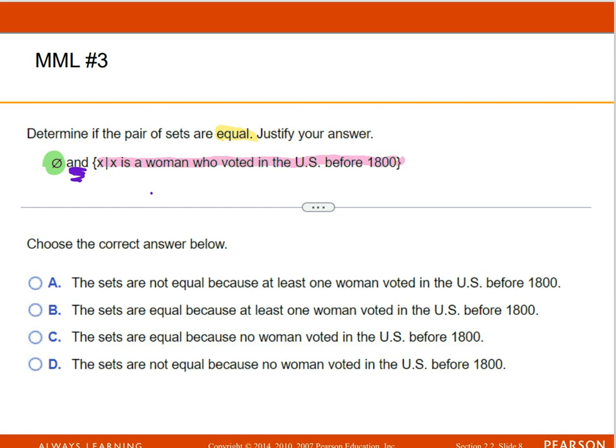And let's see, when I look down at my choices here, this one says are not equal, so it can't be that one. And this one says are not equal, so it can't be that one. So the sets are equal because at least one woman voted in the U.S. before 1800. The sets are equal because no women voted in the U.S. No, we want an empty set, so that would be C.